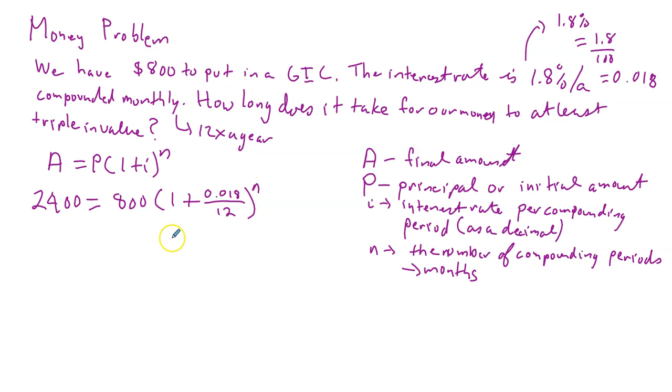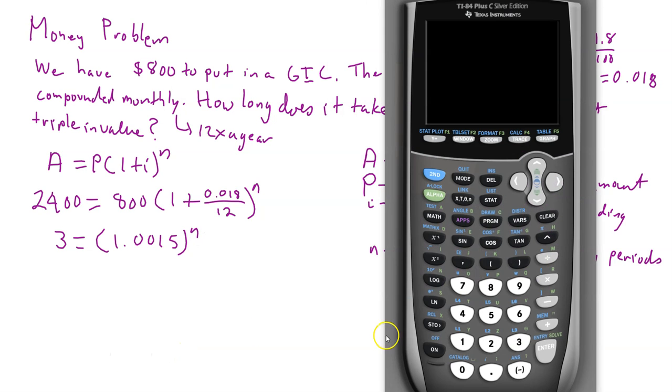We're going to use logs. So our first step actually is just to simplify this. We'll divide both sides by 800. So 3, because we want our money to triple, is, now I can actually work out the 0.018 divided by 12 and add 1 to it, and I get 1.0015 to the power of n. Okay, and I'll just show that. We'll bring up our calculator here.